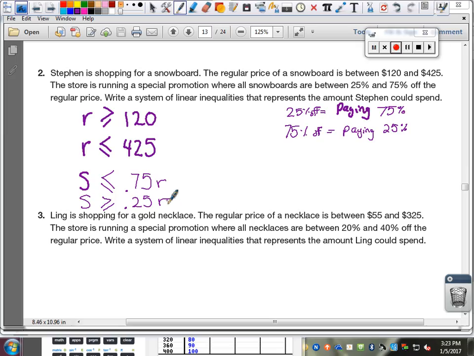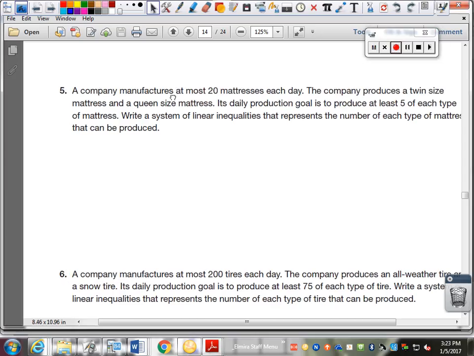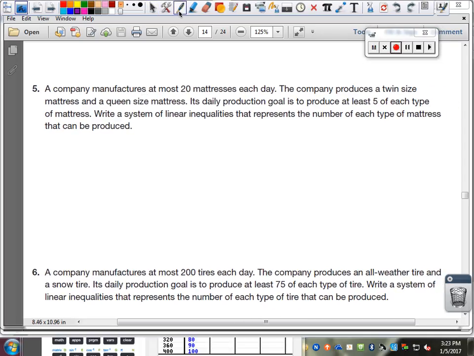Okay, and number 3 is quite similar to that. And I'm going to do number 5. A company manufactures at most 20 mattresses each day. So at most. All right, that should be a key word right there, at most. So less than or equal to 20.